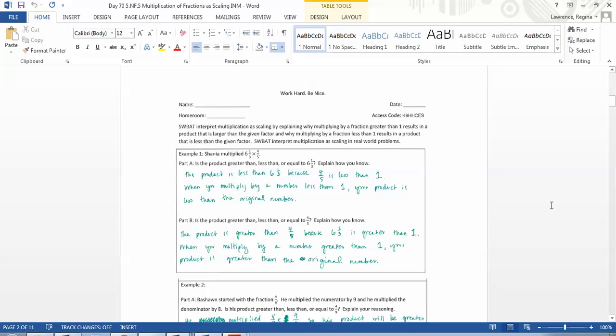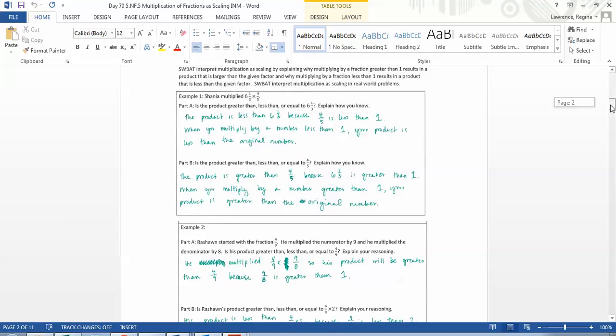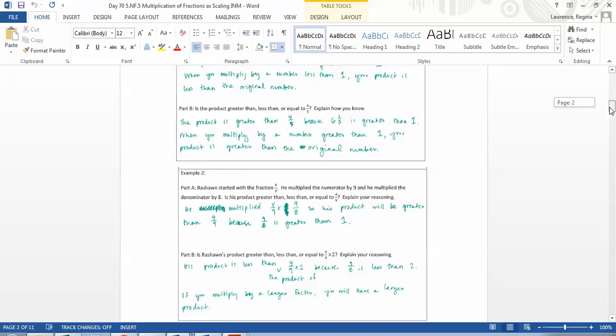We're using the commutative property and thinking about which one is the original number. Next, I'm looking at example 2. Rashawn started with the fraction 4/9. He multiplied the numerator by 9, then he multiplied the denominator by 8. Is the product greater than, less than, or equal to 4/9?